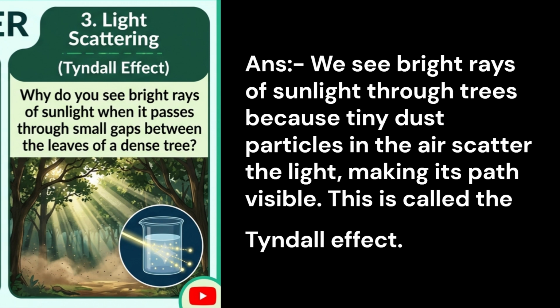This is called the Tyndall effect. So basically, we can see sunlight rays only when there are tiny particles in the air to scatter the light. So here in this section, if we discuss the Tyndall effect, it is basically the scattering of light by very tiny particles present in a particular mixture.